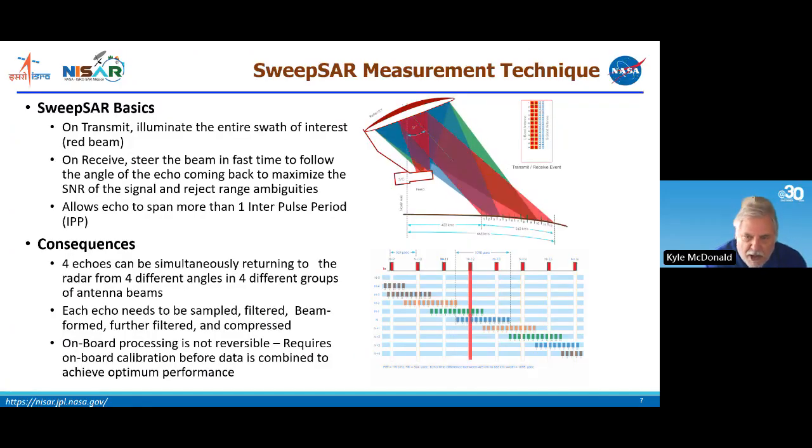This is a little diagram about one of the unique features of NISAR, which allows it to give us such nice temporal repeat coverage, a technique called SweepSAR, where the radar transmitters illuminate the reflector dish, illuminating the entire area observed by the radar across the radar swath. And then on receive, the radar beam is steered to focus on different areas of the swath as the radar signal returns. So on transmit, the radar illuminates the entire swath of interest, and on receive, the beam is steered in fast time to follow the echo as it returns.